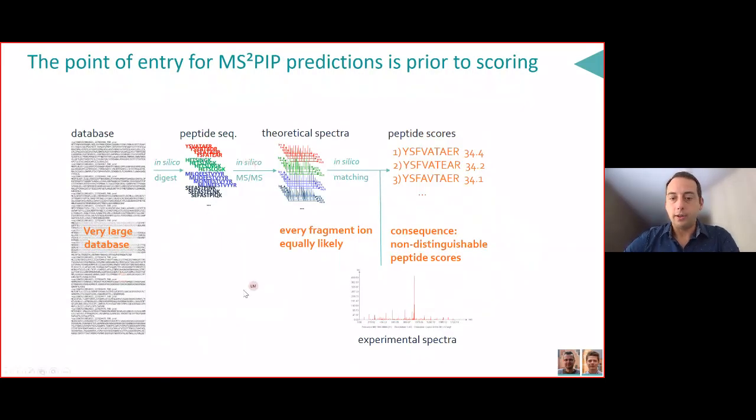Right, so we've got MS2PIP, we know a little bit about the background. Now the question is, where do we position it in our workflow? Well, it's actually quite easy. You position it right here at the level of the in silico fragmentation.